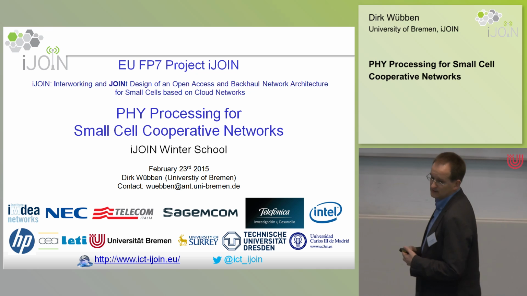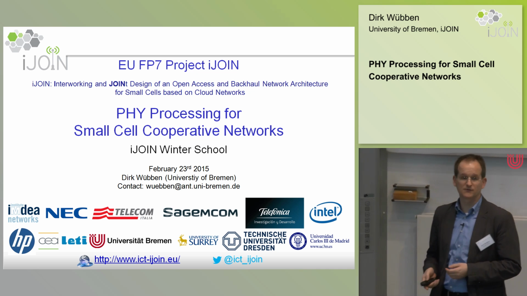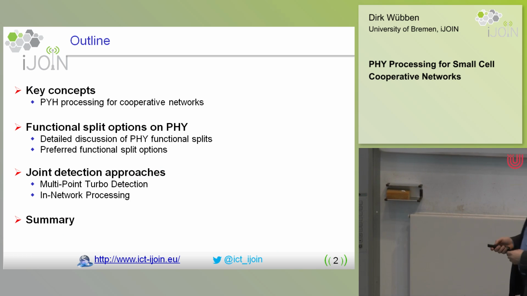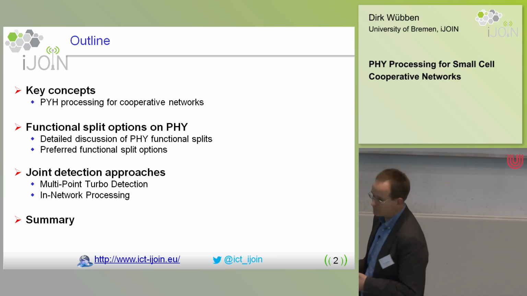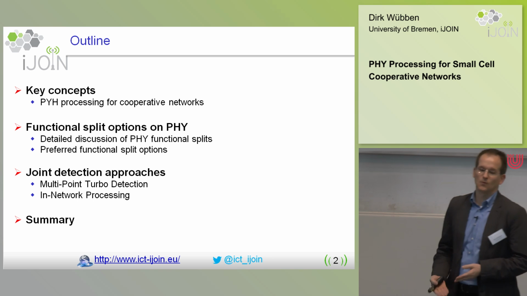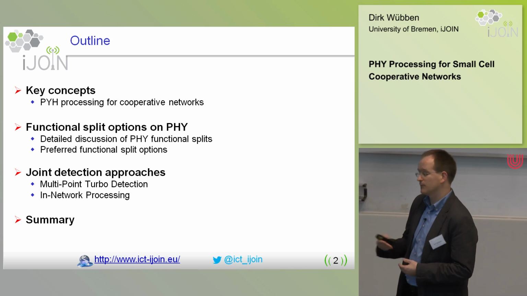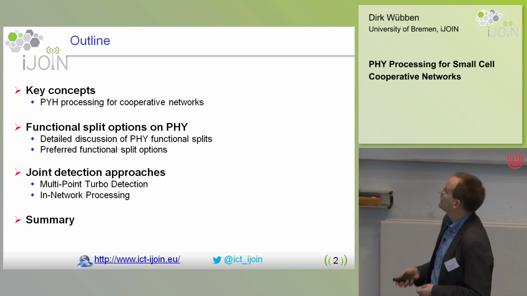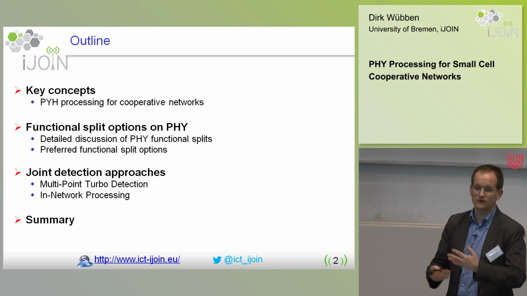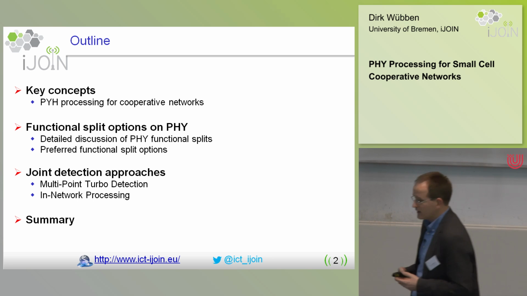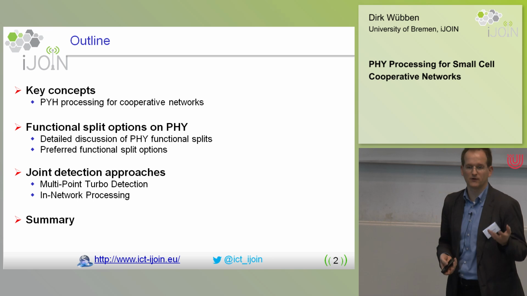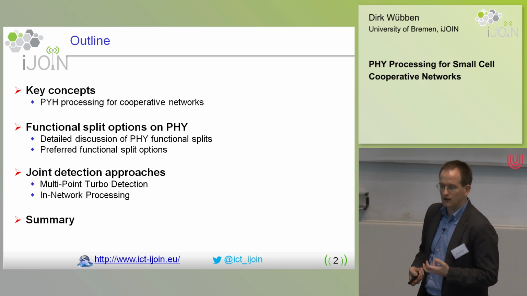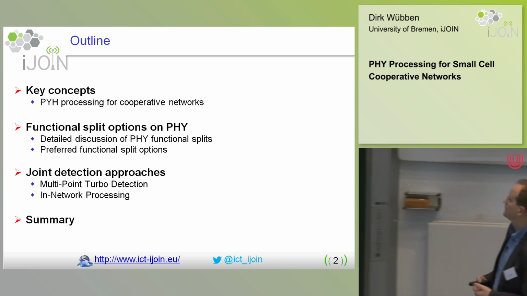So, let's use the next 30 minutes speaking about PHY processing for small cell cooperative networks. And what I will just discuss shortly is some key concepts for the PHY processing for cooperative networks. Once again, we talk about functional splits, but mainly focusing on the physical layer. And in contrast to what Andreas already talked about in his talk, I will give some details about, for example, also how to come up with the corresponding backhaul rates which are required. And we will discuss this with an example.